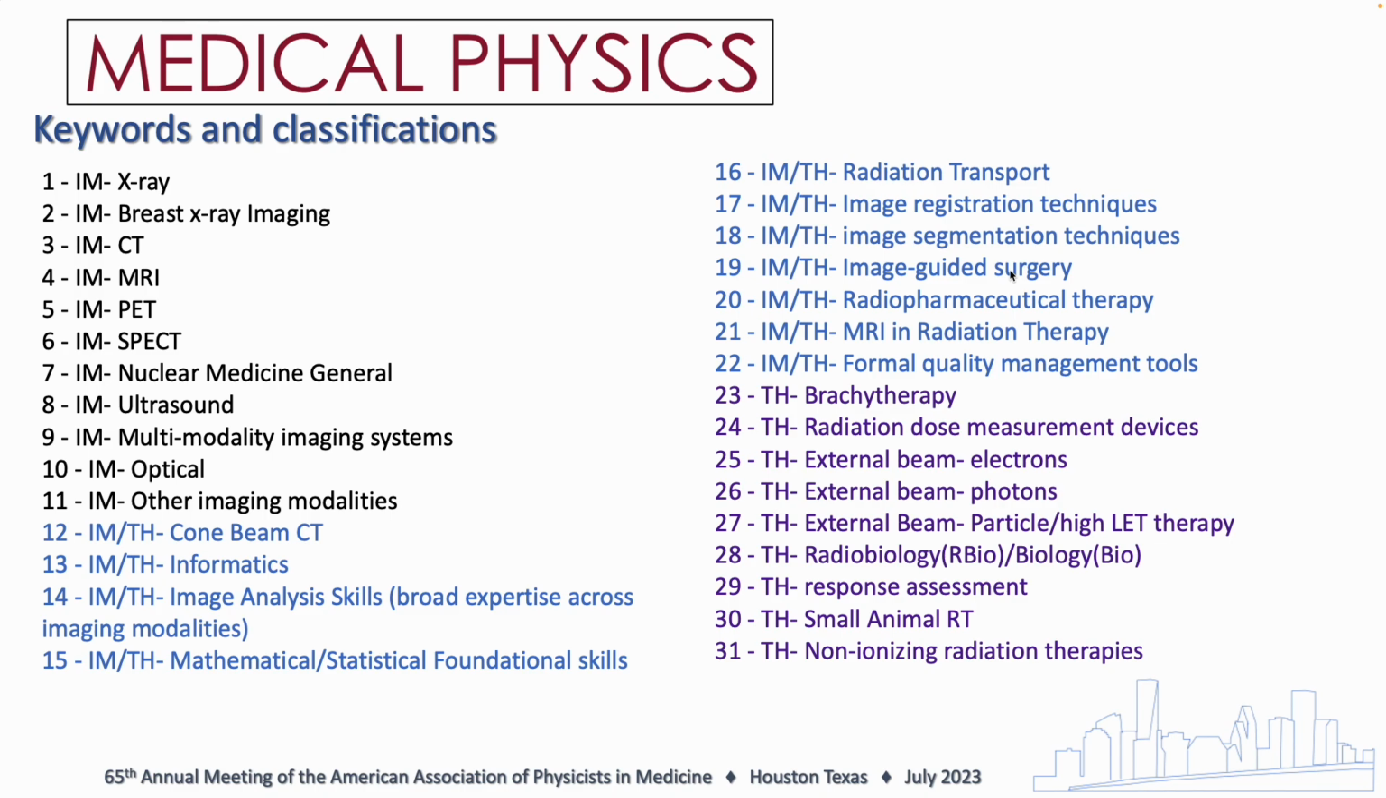For AAPM journals, both JACMP and Medical Physics use the same taxonomy list, and so this is a predetermined list that you will be asked to select from. I recommend selecting at least 3 or 4 of these. That way we just understand a little bit more. These are some of the top headers we have. I've separated them out. Black is for imaging, blue is for imaging and therapy topics, and then purple is just for strictly therapy topics.